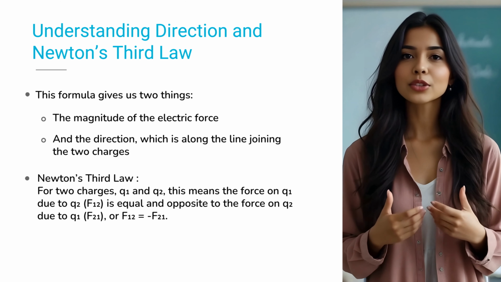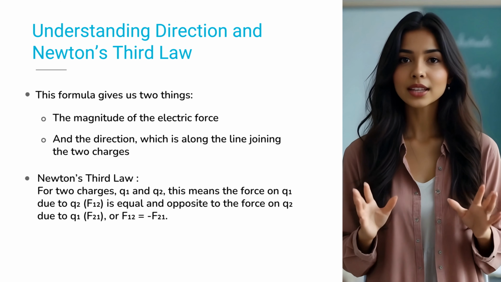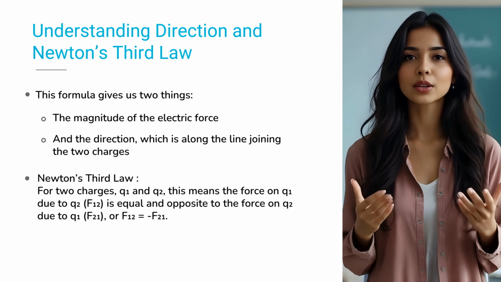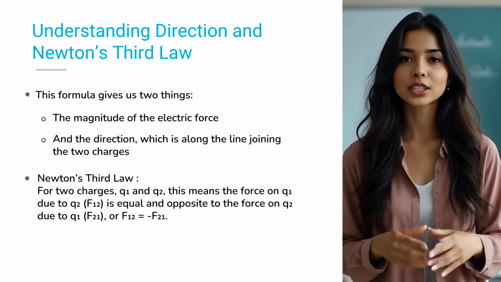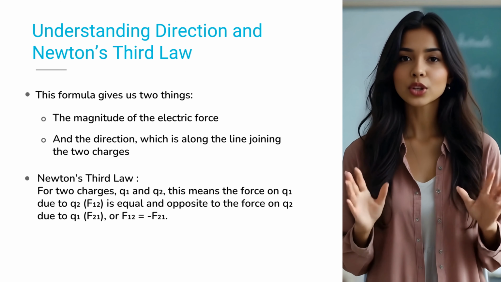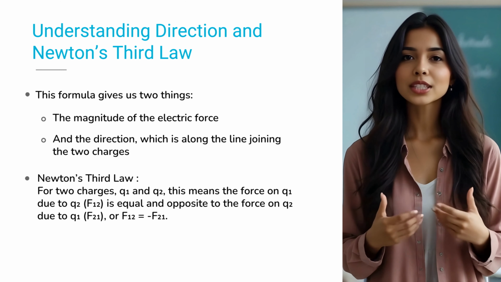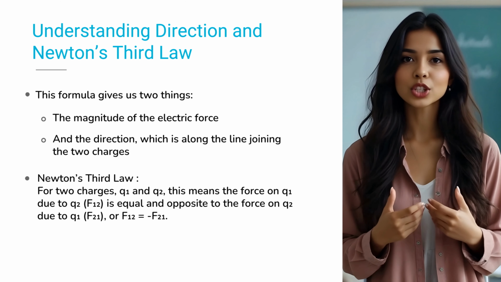This formula gives us two things: the magnitude of the electric force and the direction, which is along the line joining the two charges. If both charges are positive or both negative, the force is repulsive, meaning they push each other away. If one charge is positive and the other is negative, the force is attractive. They pull toward each other.